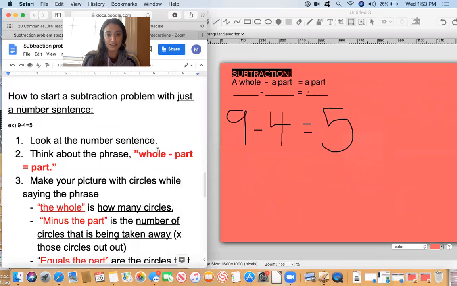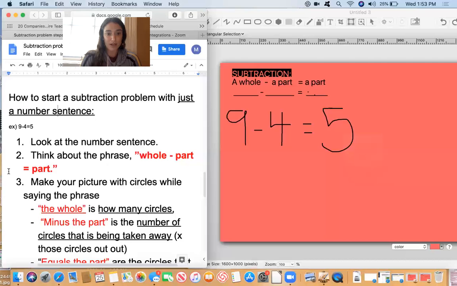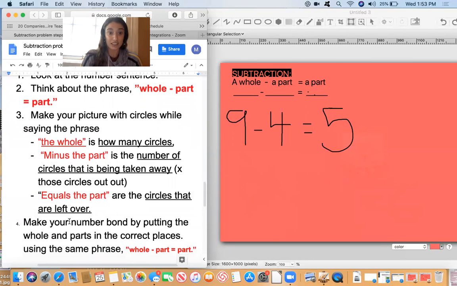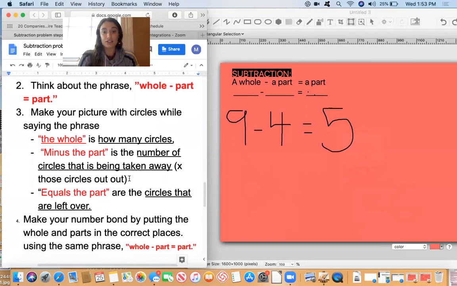So we looked at our number sentence, and now we have to think about our phrase. A whole minus a part equals a part. We're going to make our picture first. So we make our picture. Remember, the number of circles altogether is the whole. So I'm going to make 9 circles.